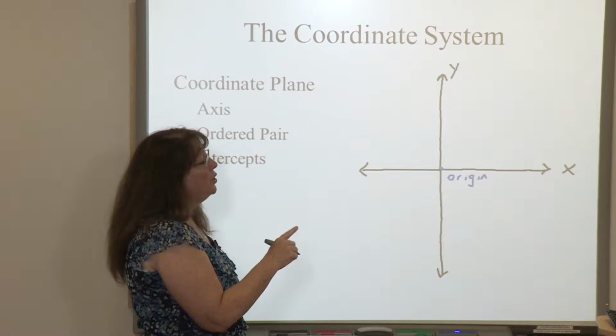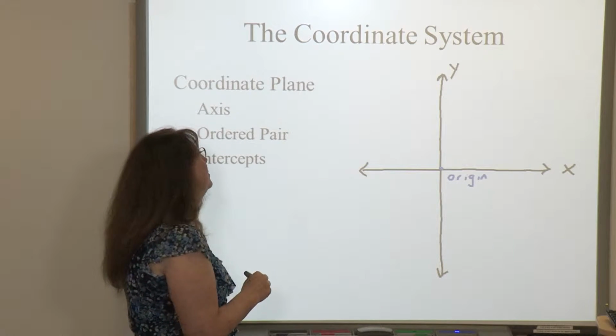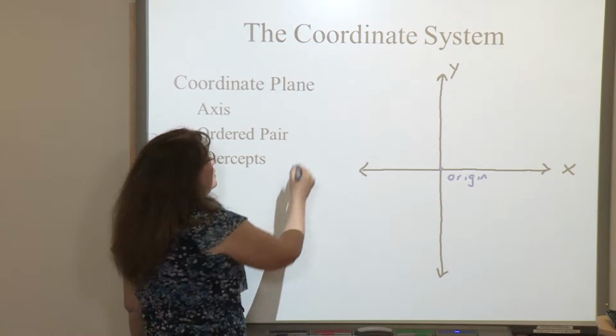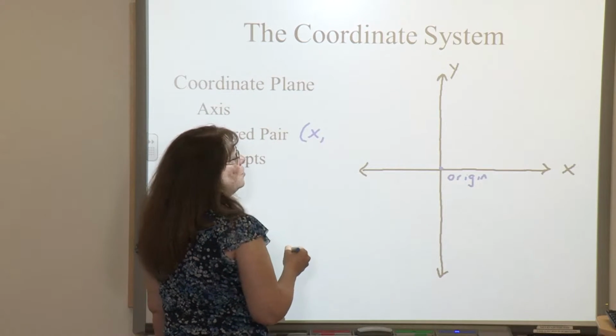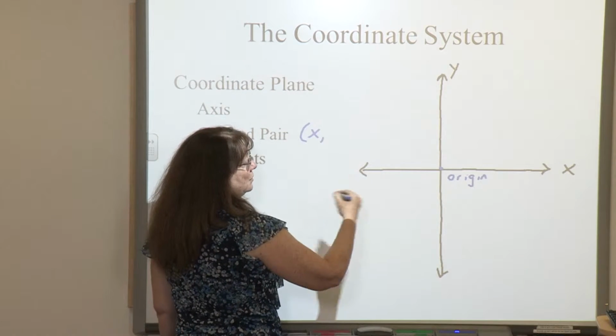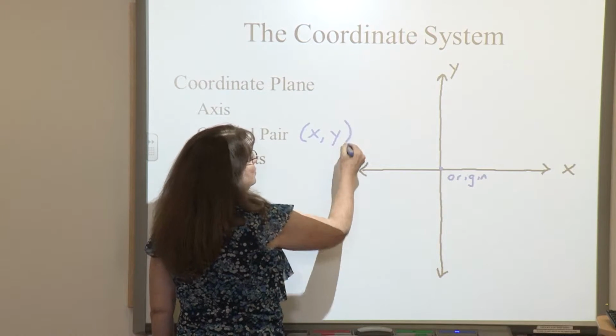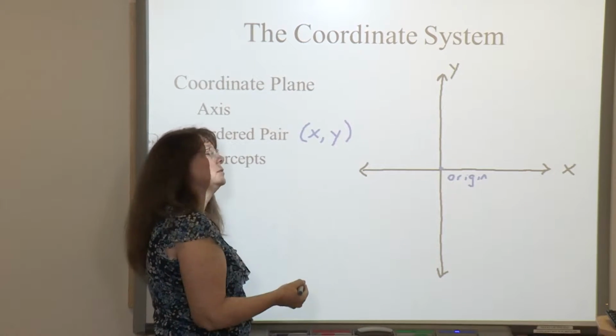To figure out where the location is on your coordinate system, you're going to use an ordered pair. They'll be set up in parentheses, where you'll use the first value for the x, or horizontal distance, and the second value will be the y, or the vertical distance.